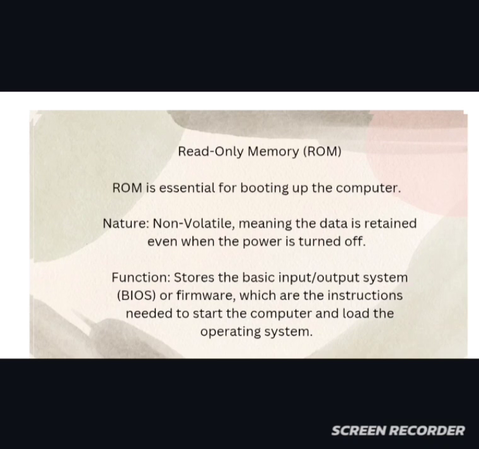Read only memory. ROM means read only memory. RAM means random access memory. ROM is essential for booting up the computer. Its nature is non-volatile, meaning the data is retained even when the power is turned off. Function: stores the basic input output system and firmware, which are the instructions needed to start the computer and load the operating system.